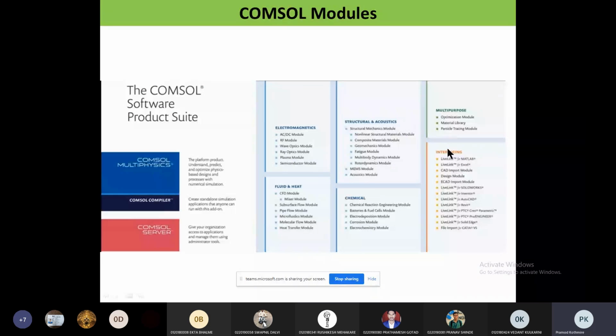and multipurpose. So all these modules we have in COMSOL, okay. So COMSOL is a multiphysics software, okay. If you know ANSYS, it is very easy for you to learn COMSOL. It is very user friendly, okay.